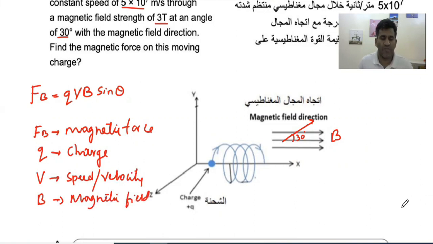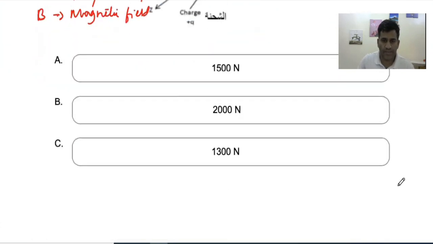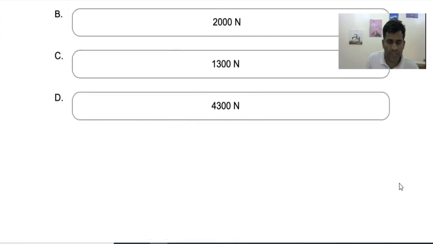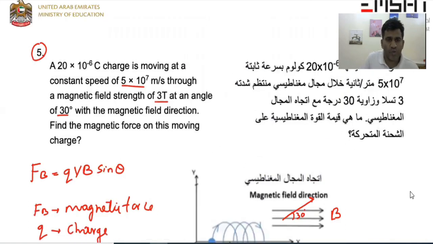What is the value of charge? The Q value is given to us. Let me write it here: F_B is equal to QVB sine theta. Substituting, the value of charge is 20 into 10 to the power negative 6. This represents the charge, this represents the speed V, this represents the magnetic field B, and this is the angle.